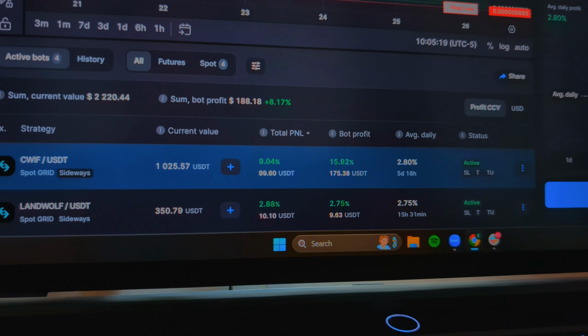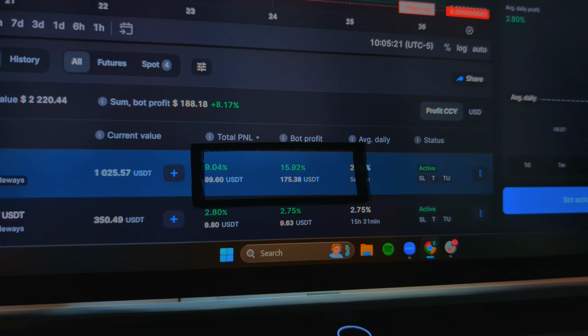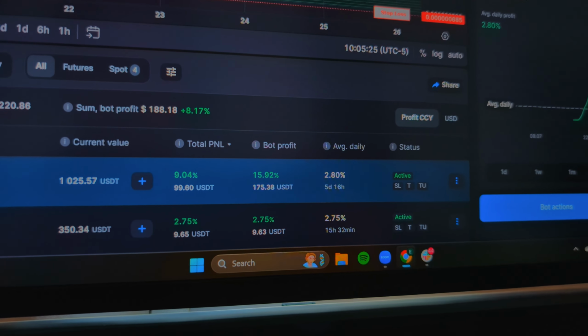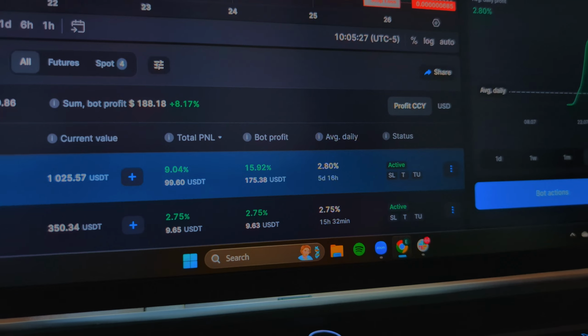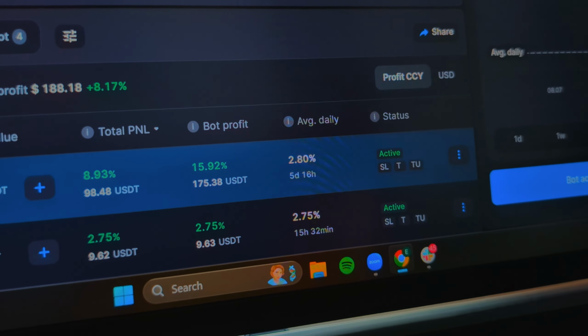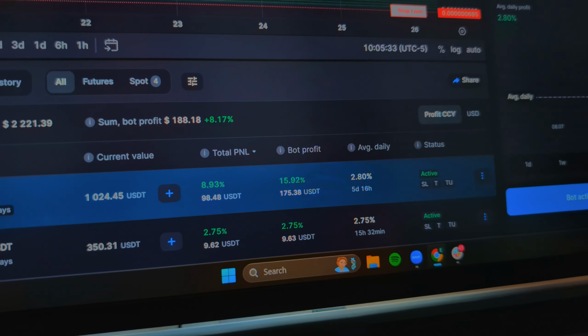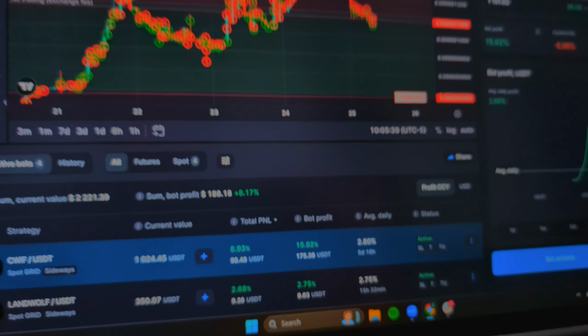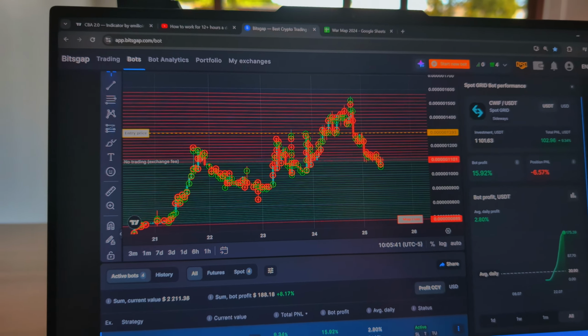So here we have, the bot has made about 15% in bot profit. You can see it has been running for 5 days and 16 hours, and it's currently making a solid average daily profit of 2.80%, which is actually pretty good. The total PNL is sitting at just about 9%, which is $98 in profit. And let's take a look at the price action.